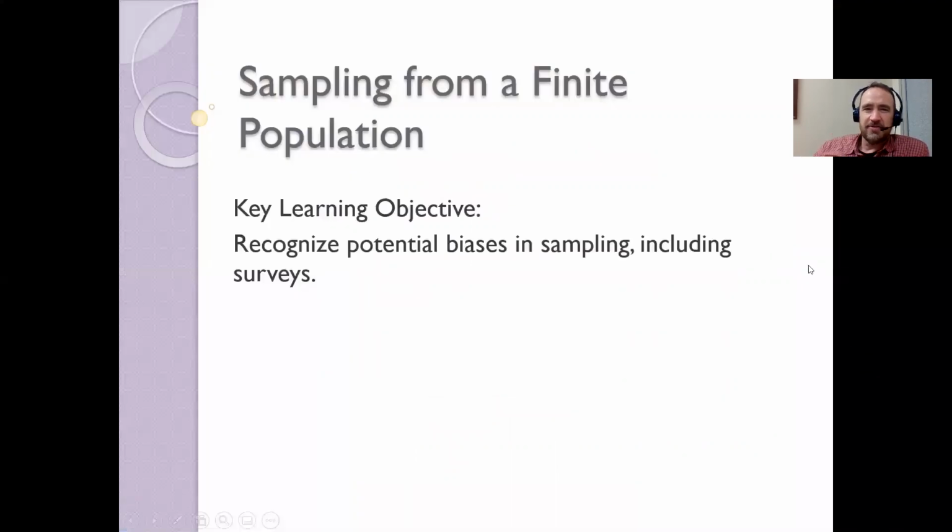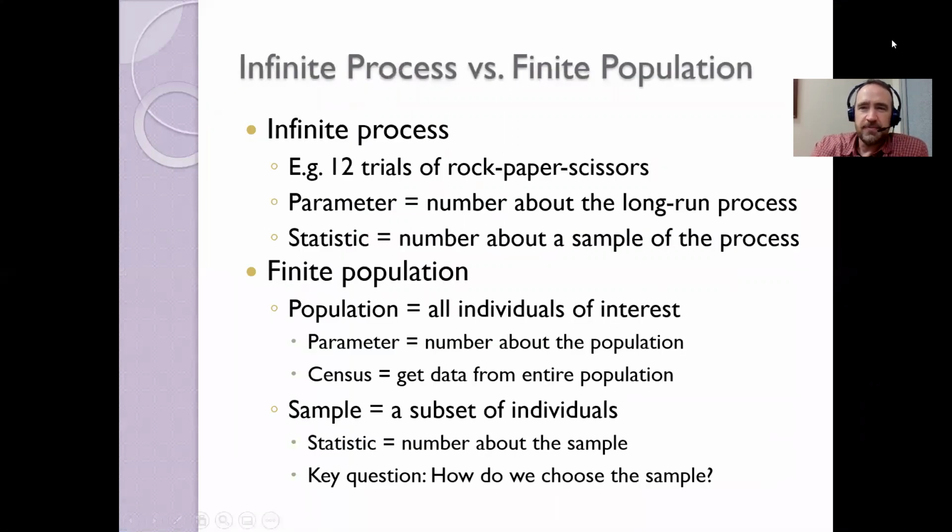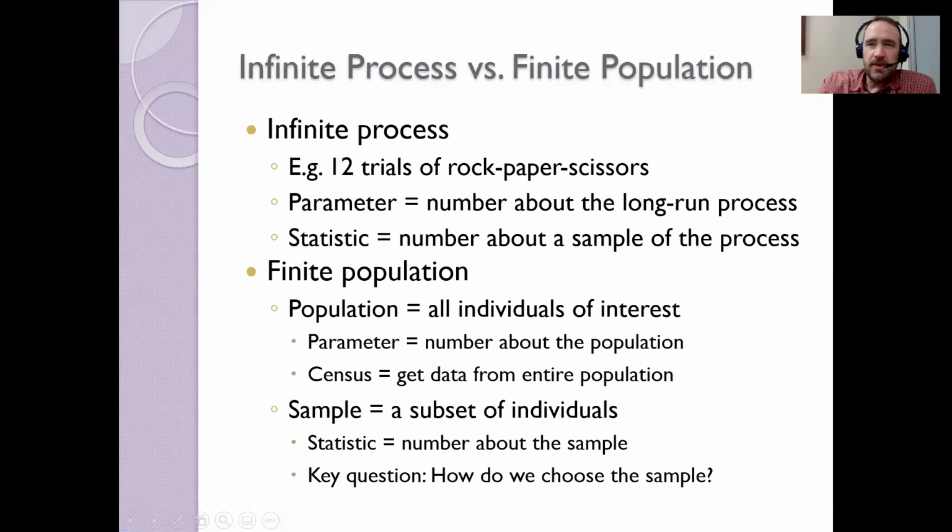We're talking about sampling from a finite population. One of our key learning objectives for this whole unit is to be looking for ways to recognize potential biases in sampling, including in surveys. So, going to contrast infinite process versus a finite population for a few minutes.